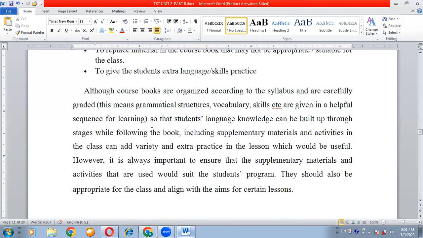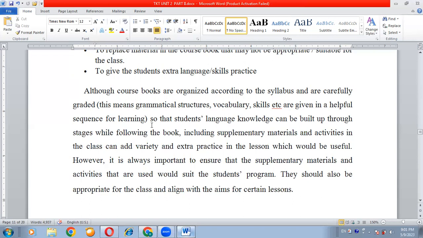All the course books are organized according to a syllabus and are carefully graded. This means grammatical structures, vocabulary, skills, in a helpful sequence for learning, so that students' language knowledge can be built up through stages while following the topic. That means course book materials are organized according to the syllabus. Yes, we know it's according to the syllabus, course books. And carefully graded. This means grammatical structures are there, vocabulary, skills, and everything is there. The students' language knowledge can be built up through stages while following the book. But sometimes not actually, no.